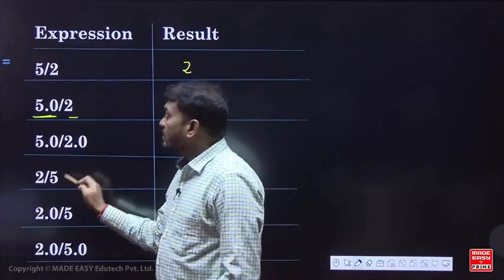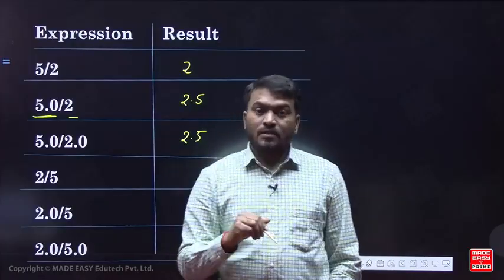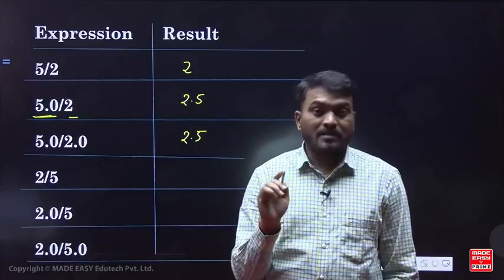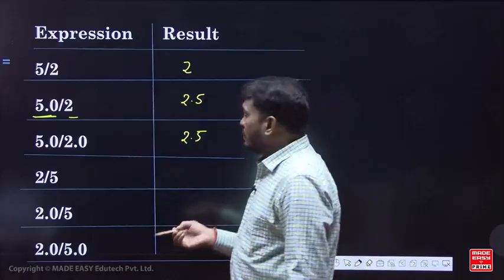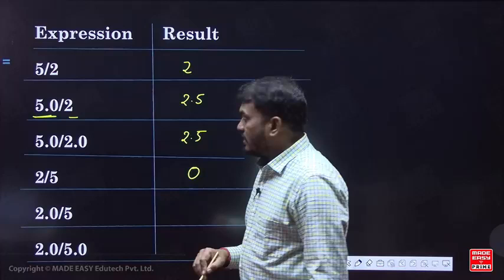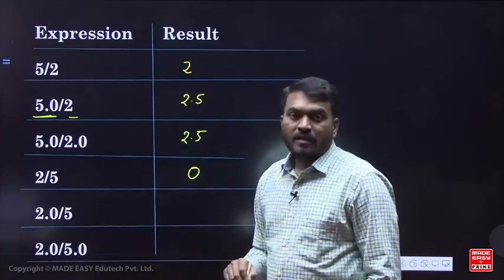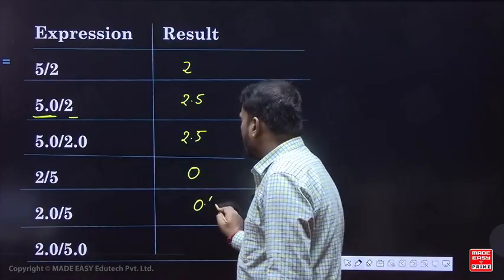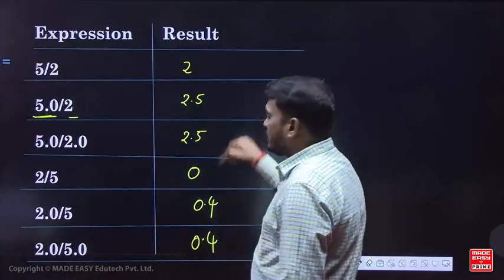And next, tell me this one here, 2 divided by 5. According to mathematics it will be 0.4. We are not studying with respect to mathematics, but with respect to C language compiler. So both are integer, output will be integer. So 2 divided by 5, the answer will be 0. Next, 2.0 divided by 5. One is a float, the other is an integer, so the output will be float. So the answer will be 0.4. And next, both are float, so the output will be float. So these are the answers.